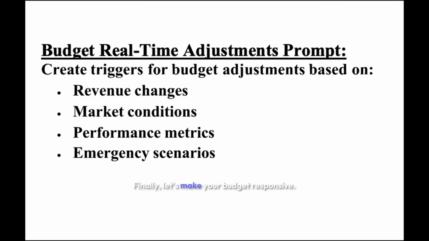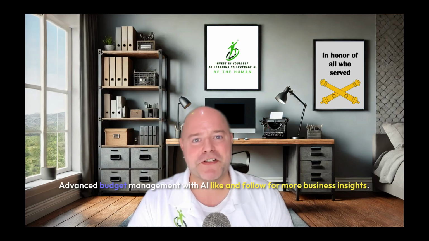Finally, let's make your budget responsive. So the prompt here is: create triggers for budget adjustments based on revenue changes, market conditions, performance metrics, and emergency scenarios. And there you have it, advanced budget management with AI.